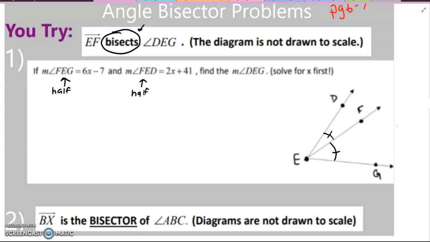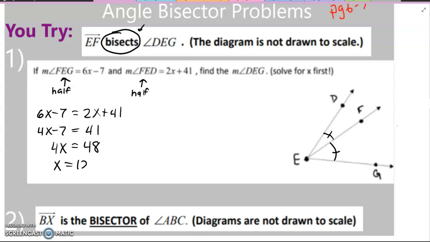So just like the last example we just did together, if we have two halves, what we're going to do is set those halves equal to each other. And then once again, we're going to solve. So subtract 2x from both sides. That would give me 4x minus 7 equals 41. We're going to add 7 to both sides. So that's going to give me 48. And then lastly, we're going to divide by 4. So dividing by 4 here on both sides, we get x equals 12.